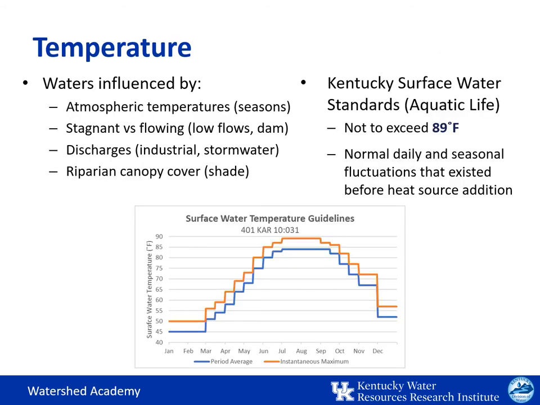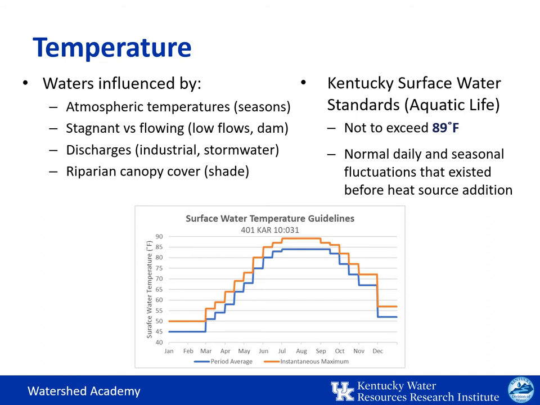The temperature of the water is affected by numerous factors. That may include the atmospheric temperature, that's just seasonal, stagnant versus flowing water, which can be affected by low flows or dams, discharges from industrial or storm waters that may warm the water, as well as riparian canopy cover, so shading of the stream.